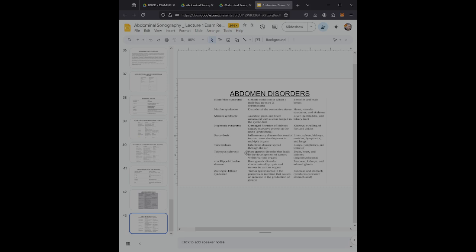Tuberous sclerosis, it's a rare genetic disorder that leads to development of tumors within various organs. Tuberous sclerosis affects the brain, heart, and kidneys as angiomyolipoma. Von Hippel-Lindau disease is a rare genetic disorder characterized by cysts and tumors in various organs. It affects the pancreas, kidneys, and adrenal glands. Zollinger-Ellison syndrome usually is a gastrinoma in the pancreas or intestine, and it causes an increase in the production of gastrin. And if it is in the stomach, it will produce excessive stomach acid.